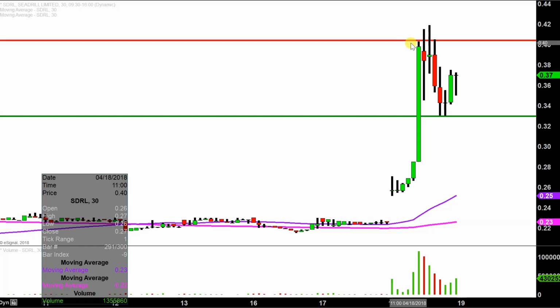All in all, though, no doubt about it, very nice movement today. Now it's just a question of can the bulls build upon this momentum going forward? We shall see.